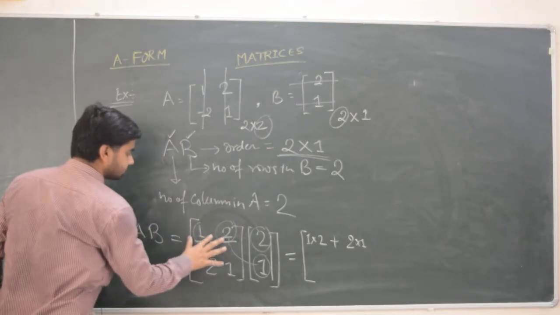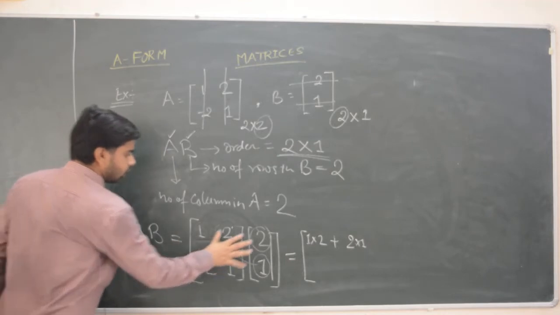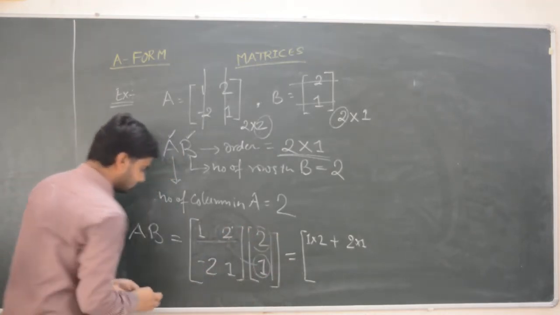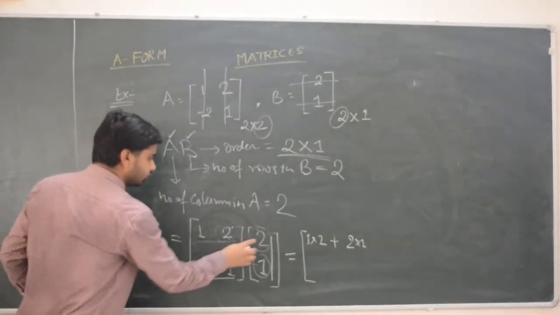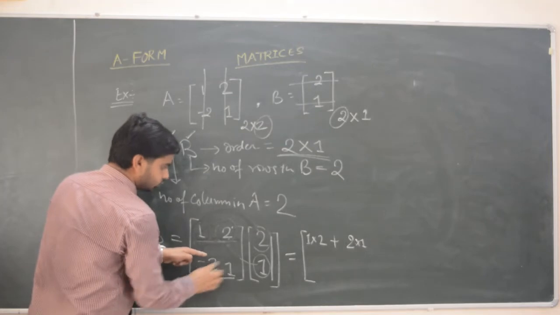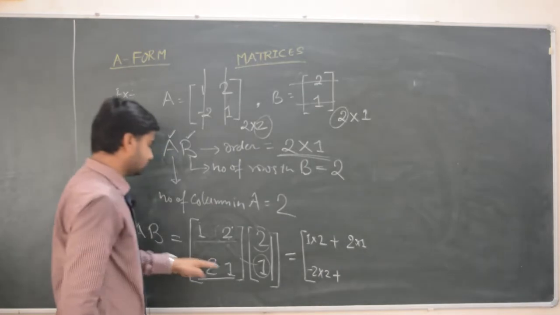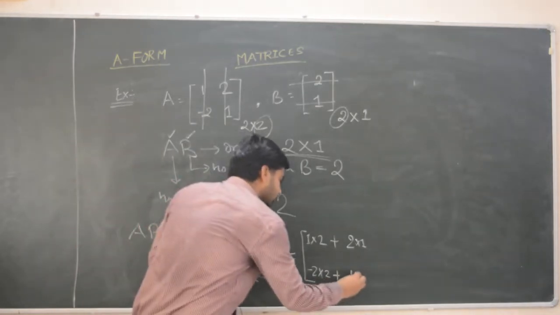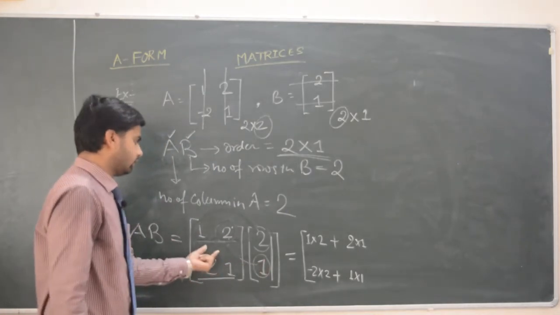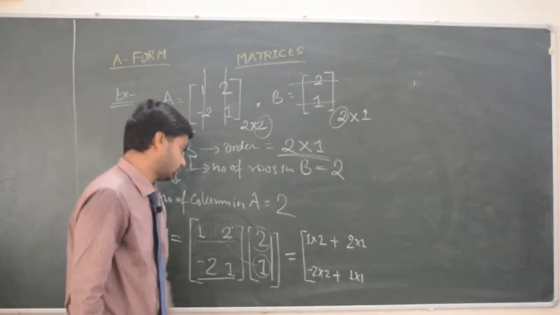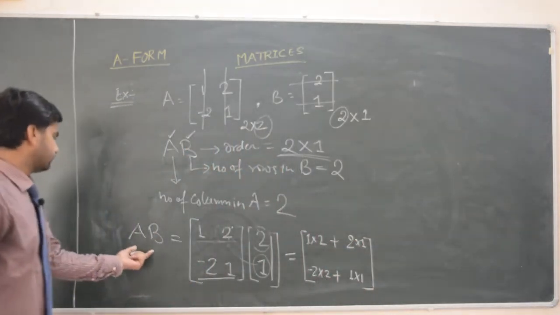We multiplied the first row with the first column. Now we will multiply the second row with the first column. This minus 2 will get multiplied with this 2, giving minus 2 into 2. Now in between a plus sign, 1 into 1 gives 1 into 1. So the second row is multiplied with the first column, and first we multiplied the first row with the first column. This will be the matrix we find after multiplying A and B.